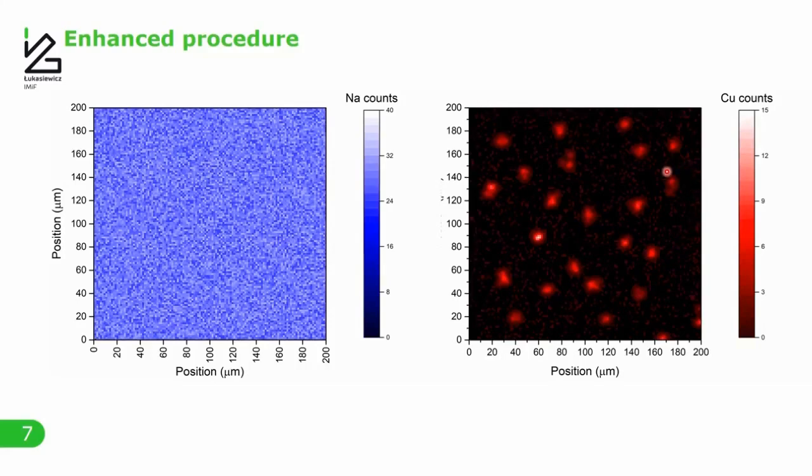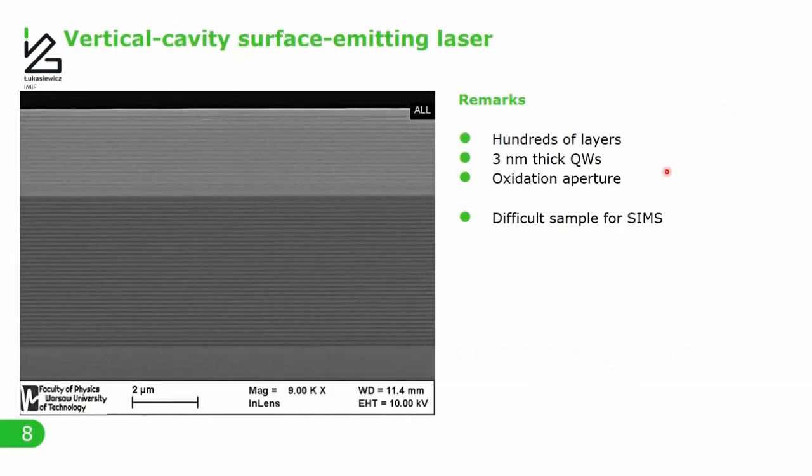Okay, now I will switch to a much thicker sample. So this is the structure of a vertical cavity surface emitting laser. It consists of hundreds of layers, and there are just some quantum wells which are 3 nanometers thick. We can have some oxidation aperture here. And this is a very difficult sample to be measured with SIMS.